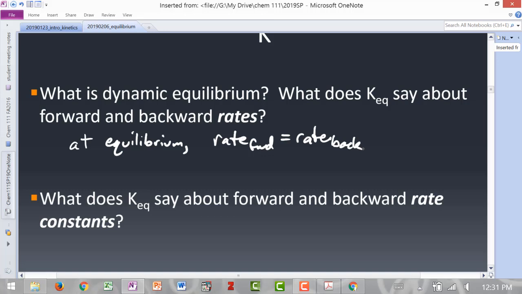We already used this in that rate determining step thing that we did with the slow and the fast. We said the step that was at equilibrium, the fast one before the slow one, we could write rate forward equals rate back. Set them equal to each other and solve for some stuff.